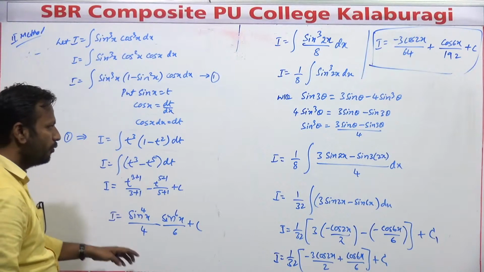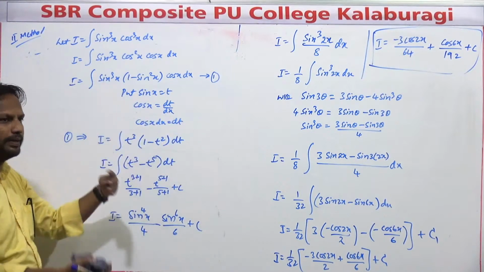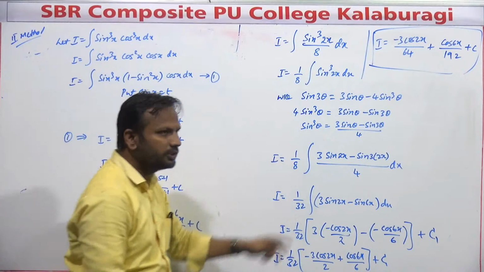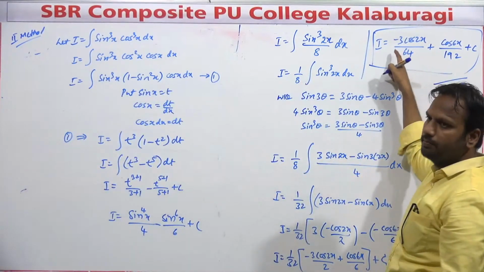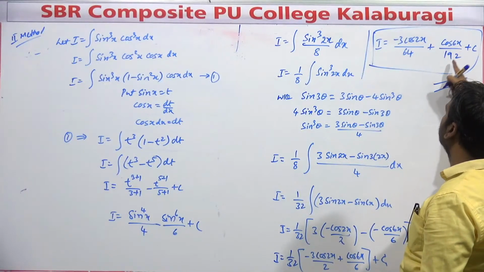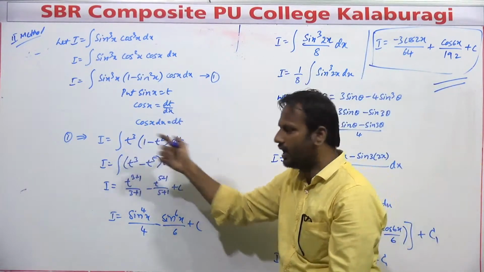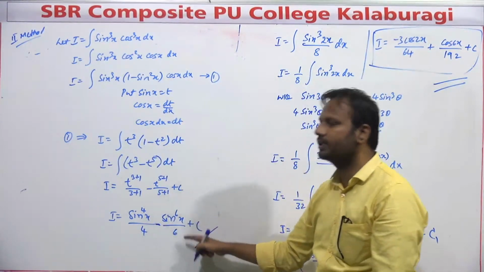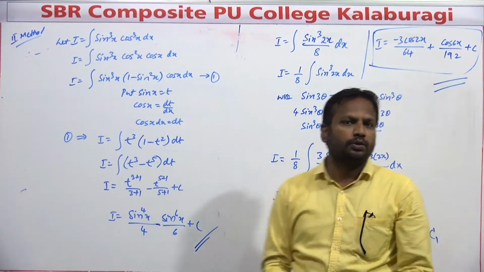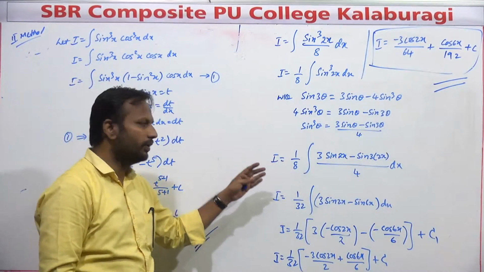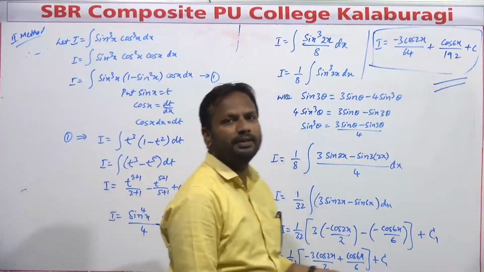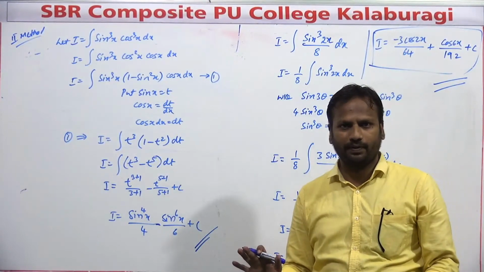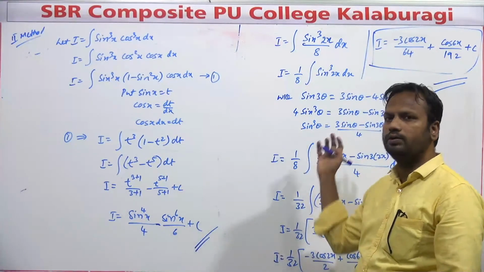Now you see, students, I have solved the same integrand in two methods. For the first method, you got the answer minus 3 cos 2x by 64 plus cos 6x by 192 plus c. For the second method, I got the answer sin raised to 4 x by 4 minus sin raised to 6 x by 6 plus c. You may feel that one of the methods is wrong here. No, both the methods are correct and both the answers are also correct.